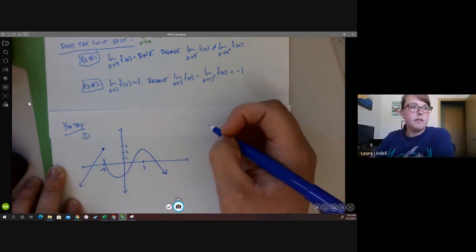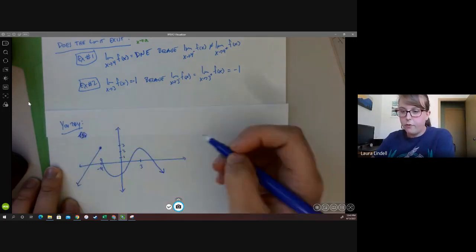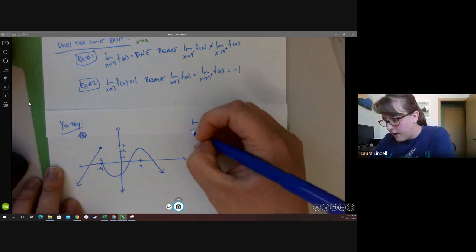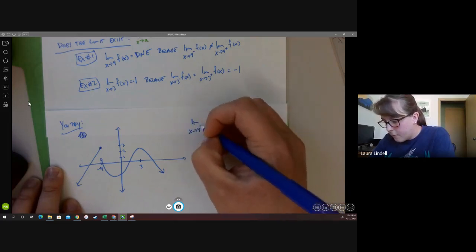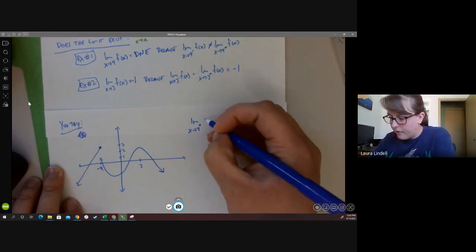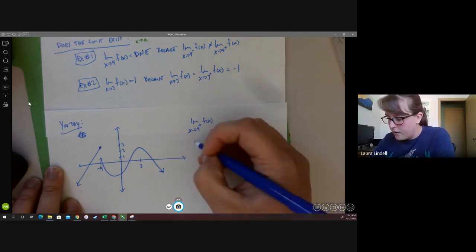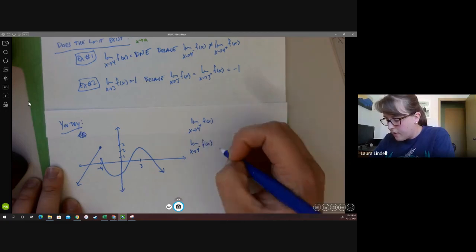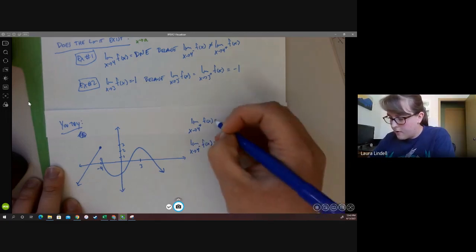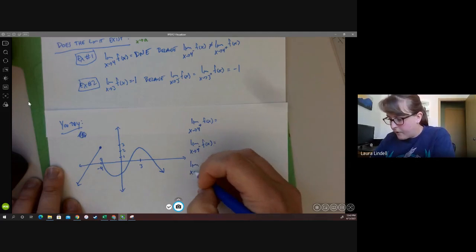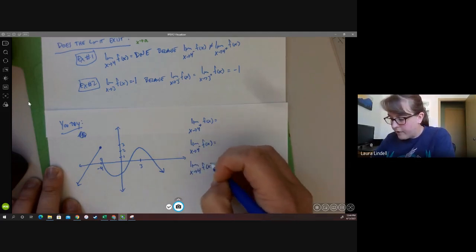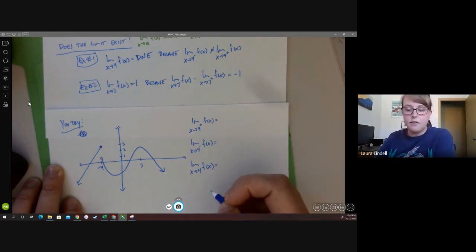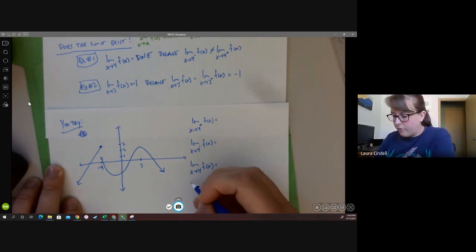Okay. So there's our graph. We're going to use this graph for the whole thing, actually. So we want to know the limit as x goes to 4 from the left and the right. And then overall, if you can. If not, say does not exist, or DNE. And then we're going to do the same thing for 3.